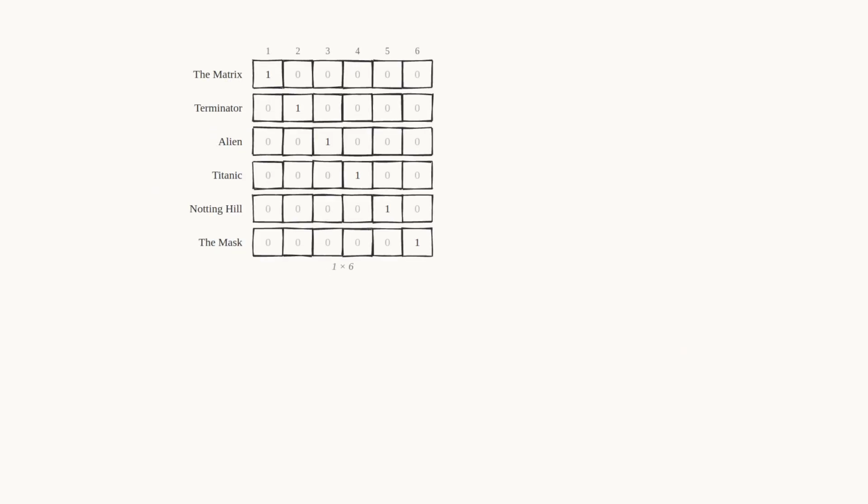Okay, so here's the simplest honest representation. To film number i, we assign a vector of length 6, the length of the catalog. A 1 at position i, zeros everywhere else. The Matrix, a 1 in the first position. Terminator, a 1 in the second, and so on. This kind of vector is called one hot. Exactly one position is lit up.